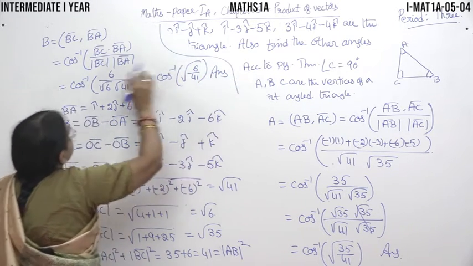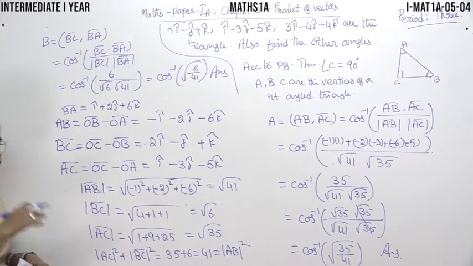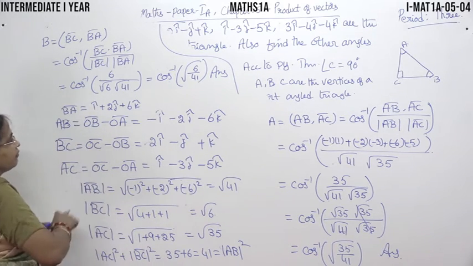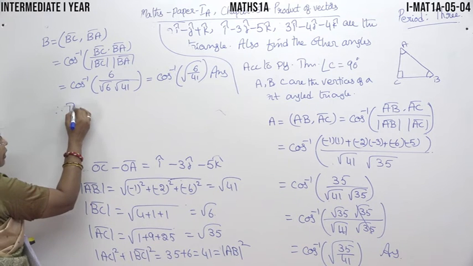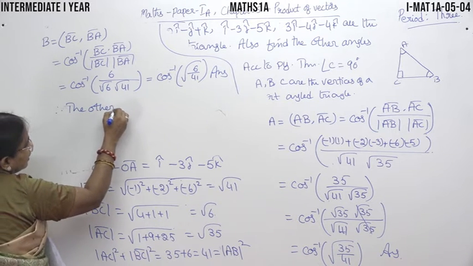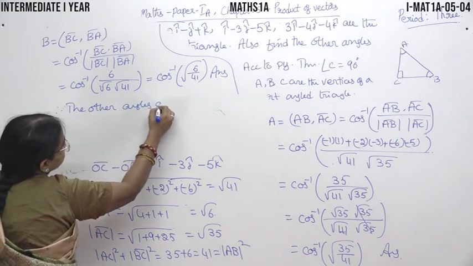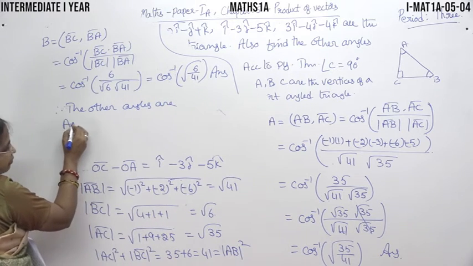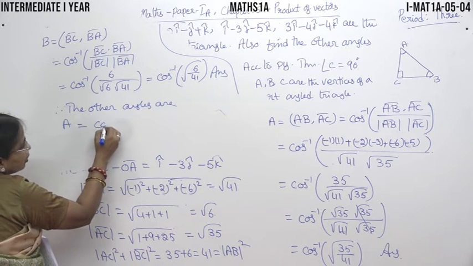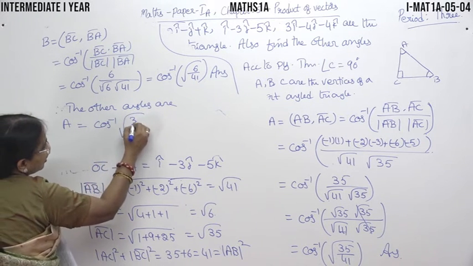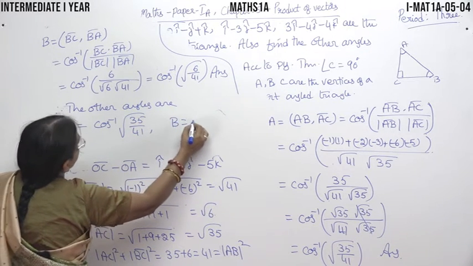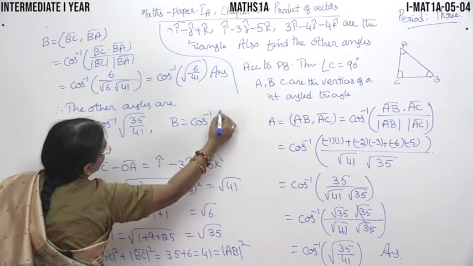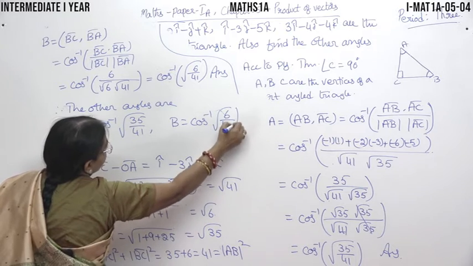So this is another answer. So you will conclude and finally write that the other two angles are: A is equal to cos inverse of root of 35 by 41 and B is equal to cos inverse of root of 6 by 41.